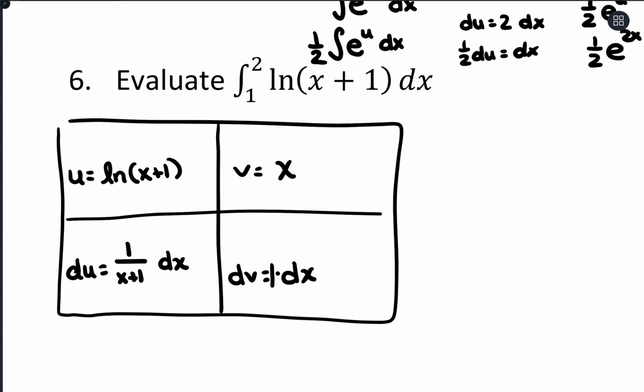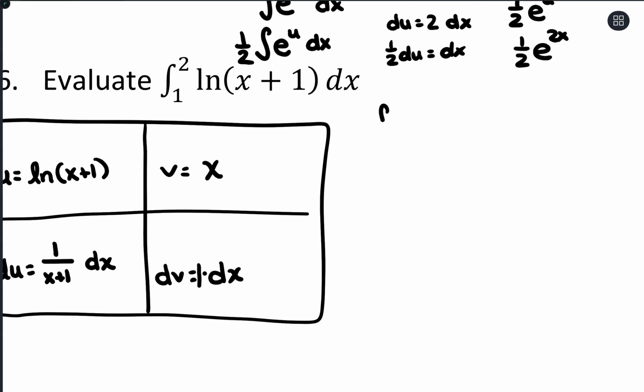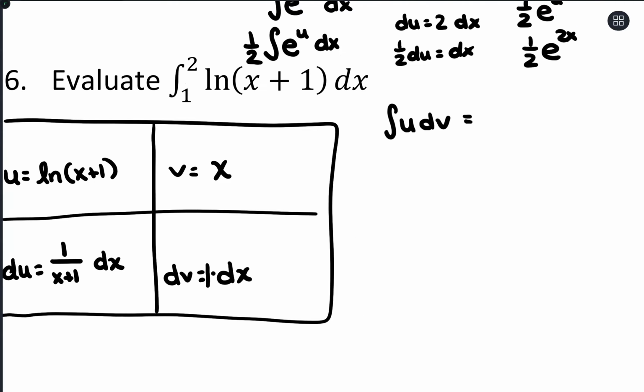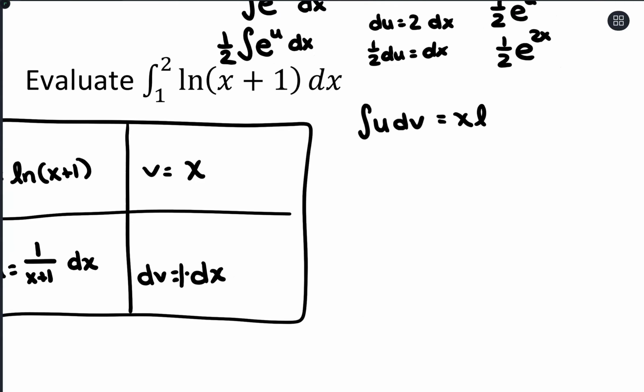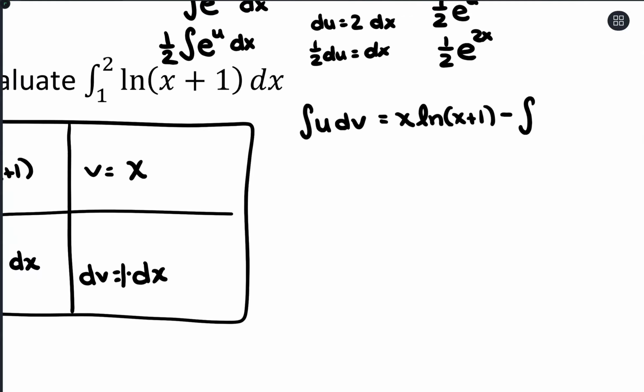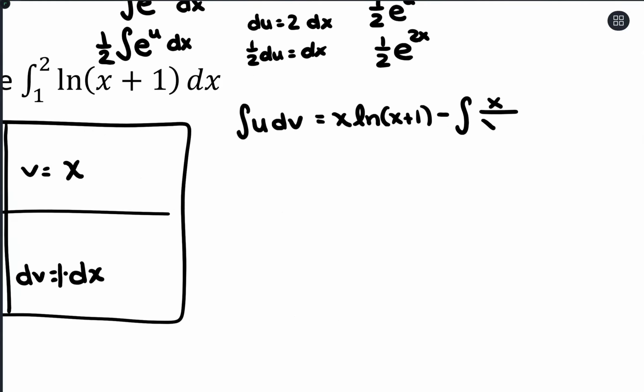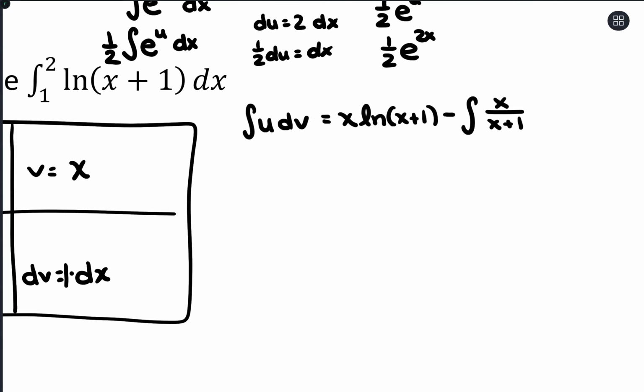Because really the evaluating from 1 to 2 in terms of the definite integral comes in right at the end, let's just pretend this is an indefinite integral for now, and then we can evaluate at the end. So if I'm taking the antiderivative of u dv, we're going to have u times v, so x times natural log of x plus 1, minus the antiderivative of v du, so x over x plus 1 dx.